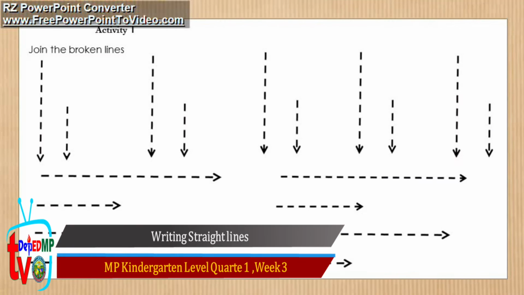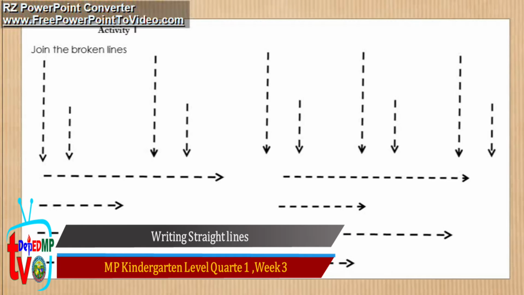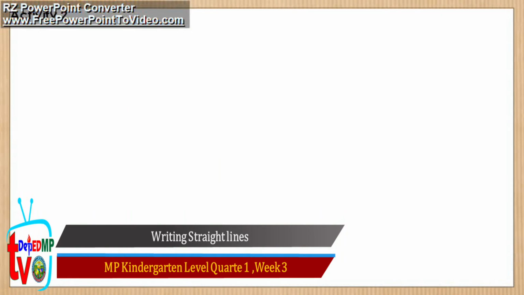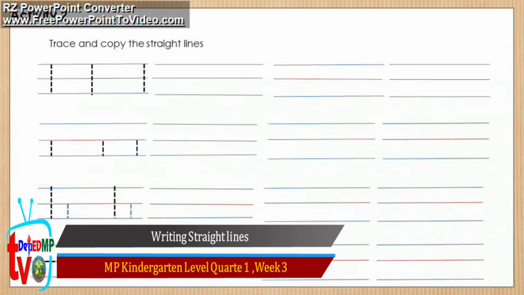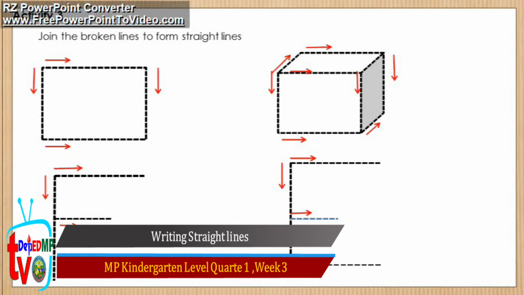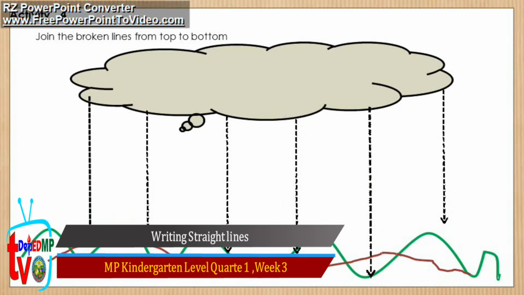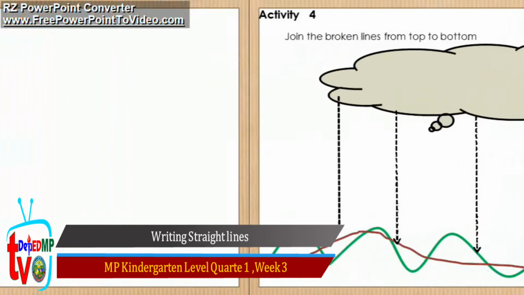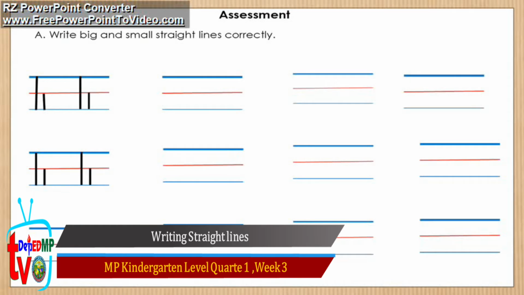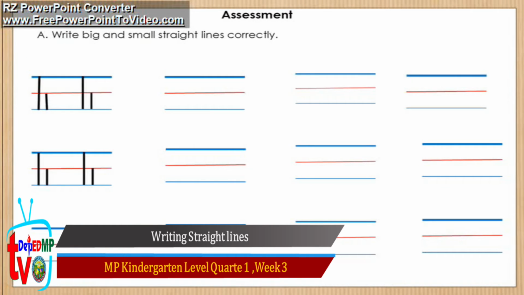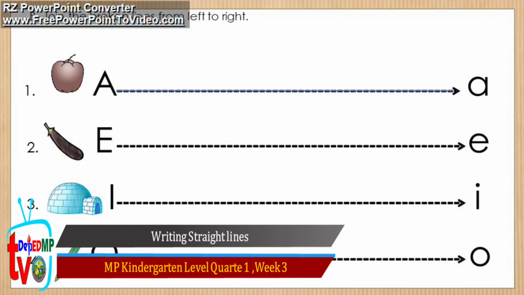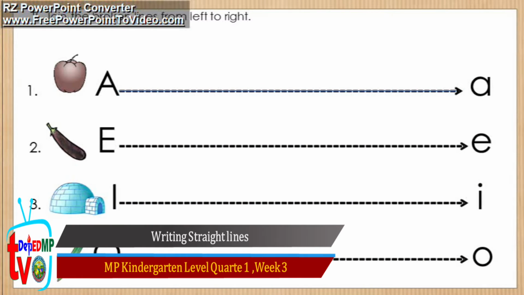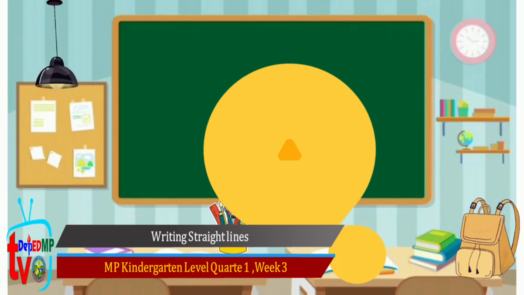For activity 1, it says here, join the broken lines. Activity 2, trace and copy the straight lines. Activity 3, join the broken lines to form straight lines. Activity 4, join the broken lines from top to bottom. And for the assessment, letter A, write big and small straight lines correctly. Letter B, join the broken lines from left to right.